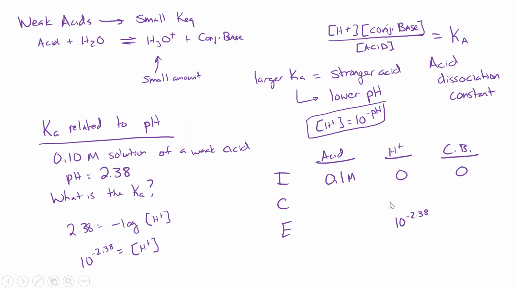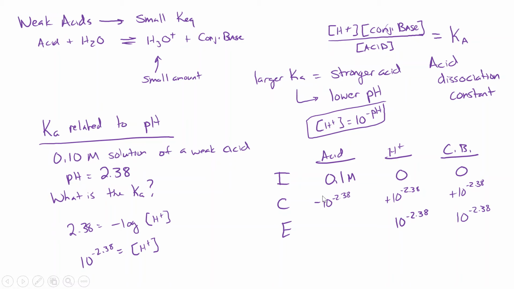That means we can figure out our change, right? So you guys all know how this goes. Plus 10 to the negative 2.38, plus 10 to the negative 2.38, minus 10 to the negative 2.38, right? So our reactants we subtract, our products we add in. Now we can fill in our equilibrium concentration, 10 to the negative 2.38. And over here we have 0.1 minus 10 to the negative 2.38.